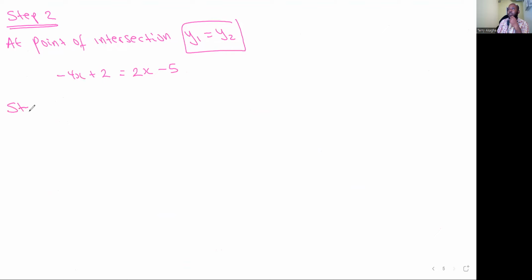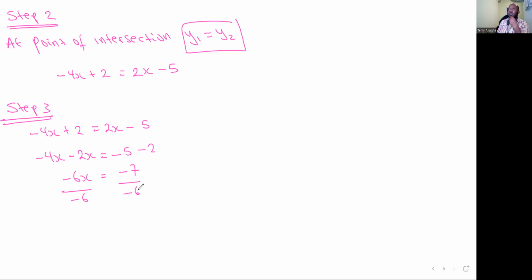Step 3. Okay, so we had minus 4x plus 2 was equal to 2x minus 5. I take 2 to the other side, so I have minus 4x minus 2x is equal to, I take 2 to this other side, minus 5 minus 2. Minus 4 minus 2 will give you minus 6x, will be equal to minus 7. To find x, we divide both sides by minus 6. So therefore, the x is going to be equal to 7 over 6. So this is the xi, okay?